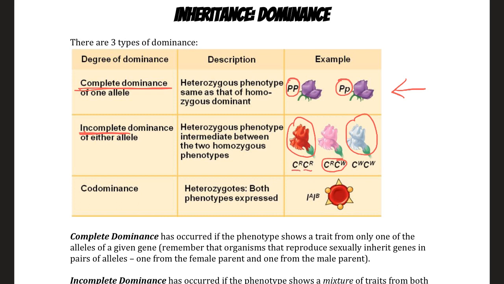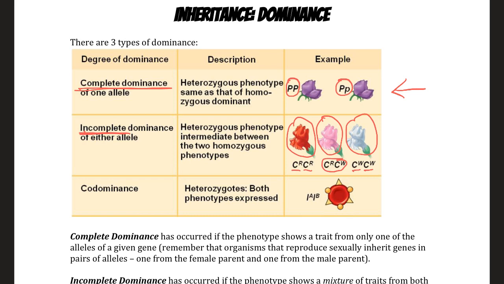CRCR, that produces full red, CWCW, that produces full white. But when you have CRCW, it creates a mix. So a mix of red and white we would think of as pink. So this is called incomplete dominance. That means the two alleles are just as dominant as each other. There's no recessive here. But when two different types of alleles, or more, are put together in an individual, in an organism, we have a mixing effect.